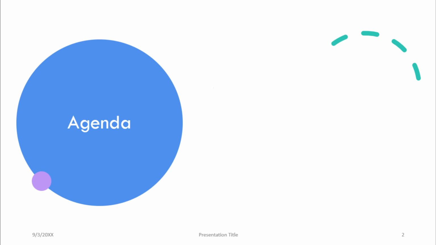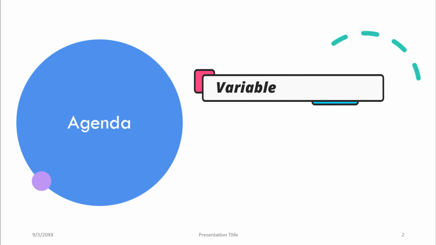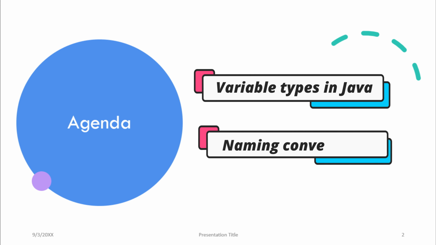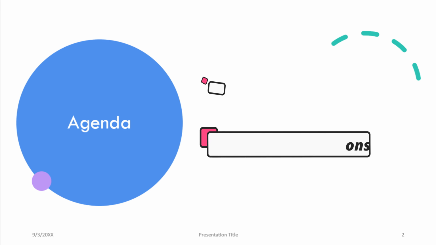Today in this video I'm gonna talk about variable types in Java and how we declare them, and also I'm gonna give you some naming conventions in Java to respect them so that you can write code like professionals.